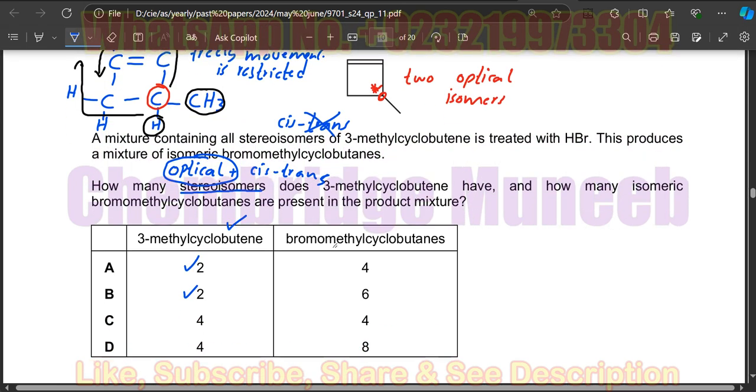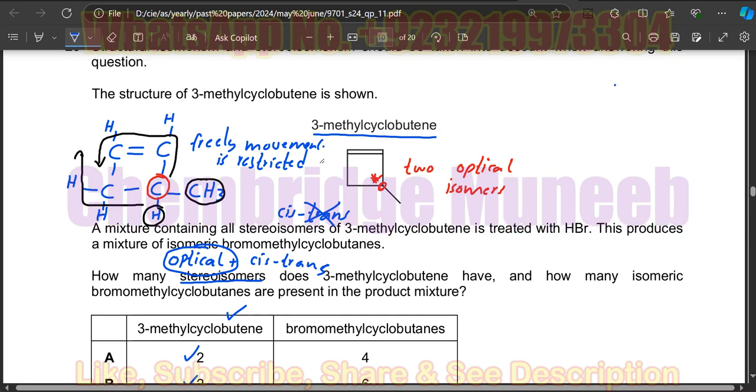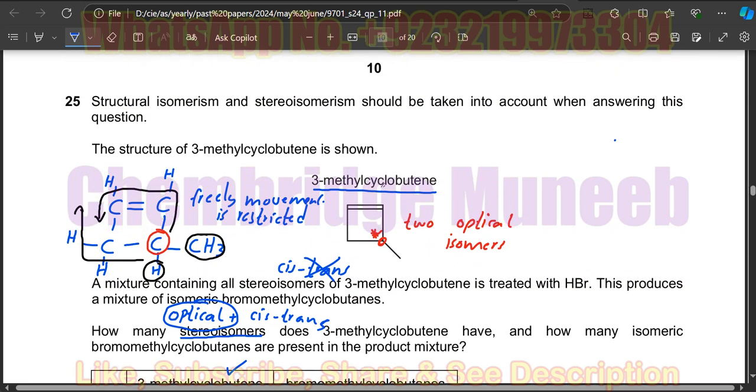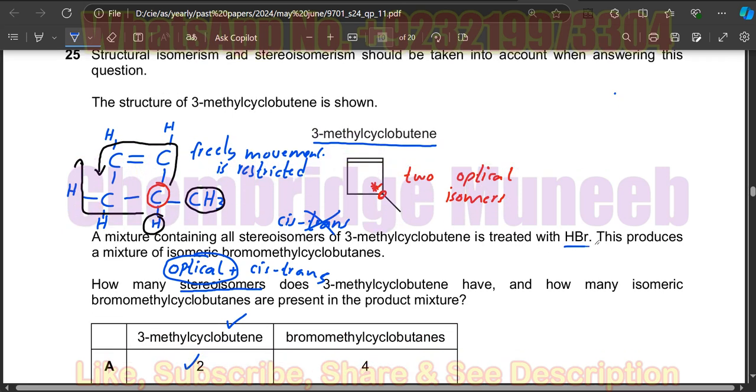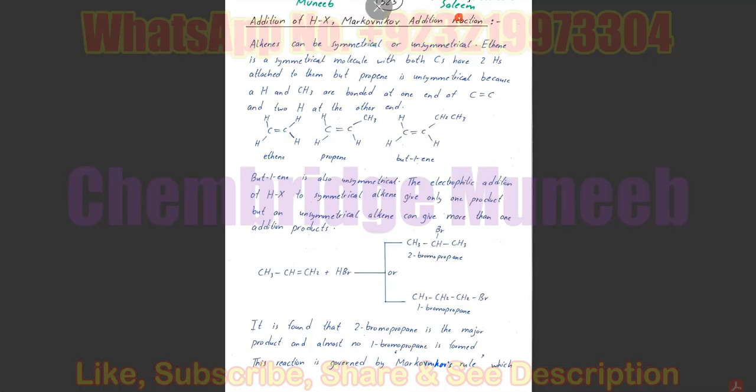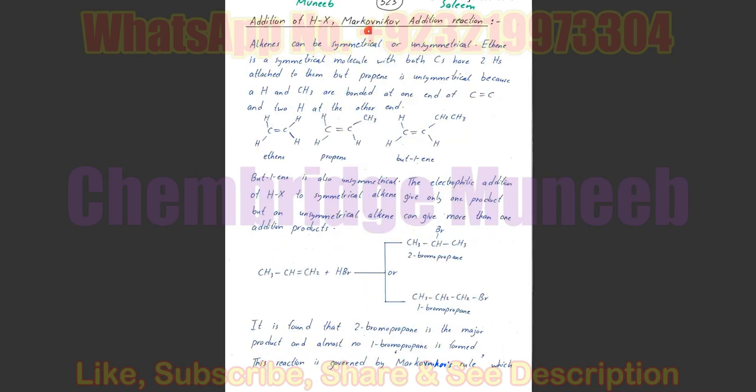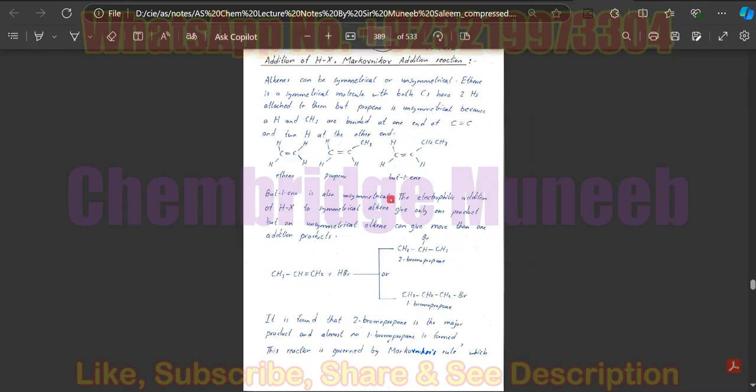Now we have to check the isomers for the second column of bromomethyl cyclobutanes, and for bromomethyl cyclobutanes we have to consider the reaction between HBr and this compound. For this purpose I need to show you the notes or the literature, so I will show you my own AS chemistry notes. In my notes there is a topic of the addition of HX according to Markovnikov's rule, or we can also say it as the stability of the primary carbocation, stability of the secondary carbocation, and stability of the tertiary carbocation.